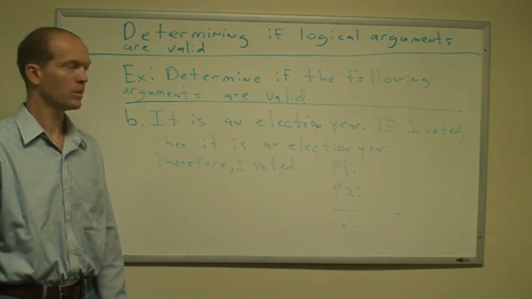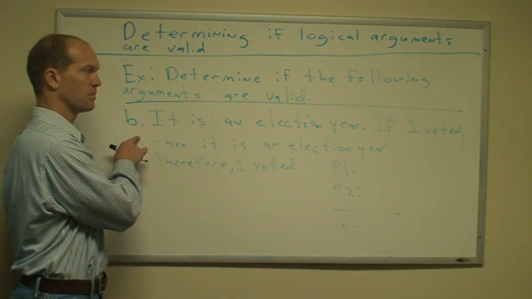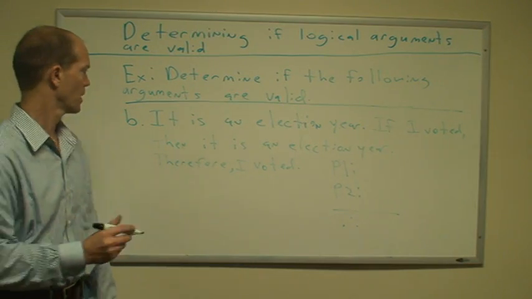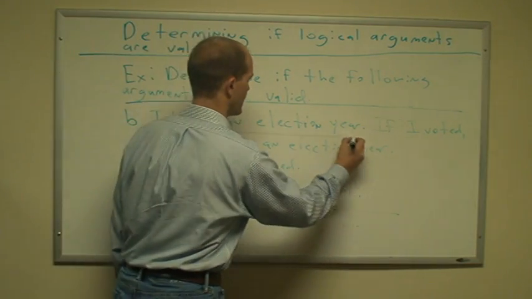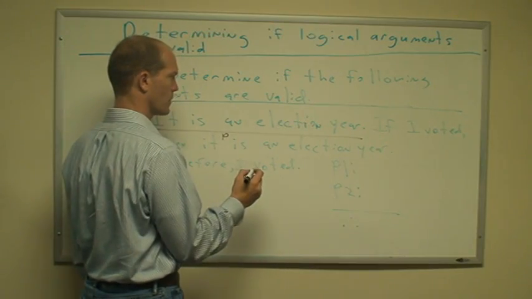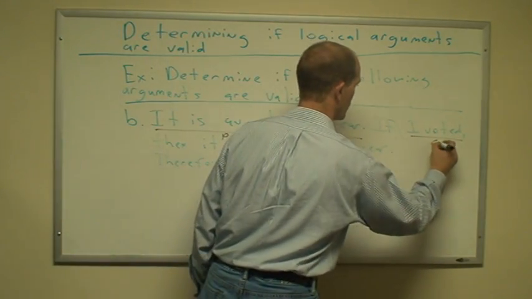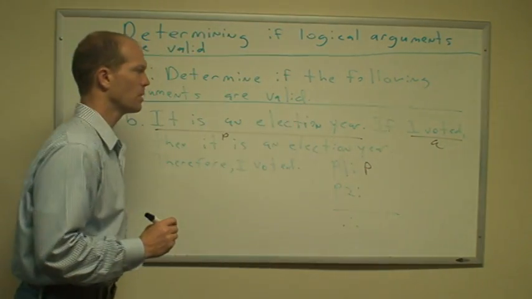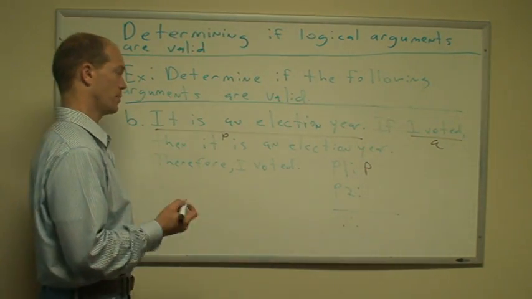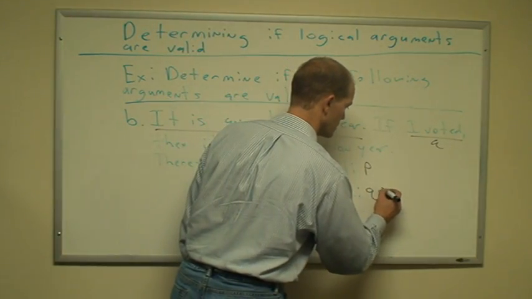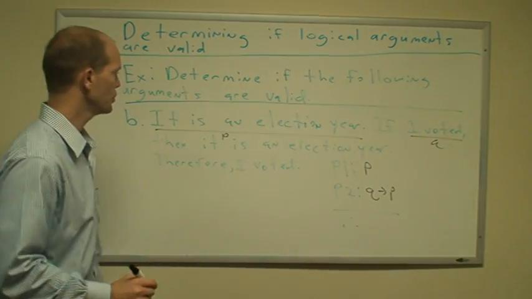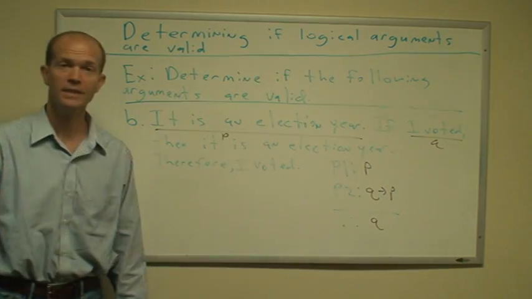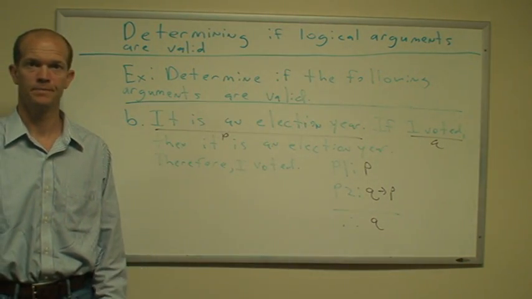In this example, the argument is: it's an election year. If I voted, then it's an election year. Therefore, I voted. Let's take it's an election year to be P, and I voted to be Q. That tells us that premise 1 is P. Premise 2 is if Q, then P. And the conclusion, I voted, should be Q. Next, we'll determine if this argument is valid.